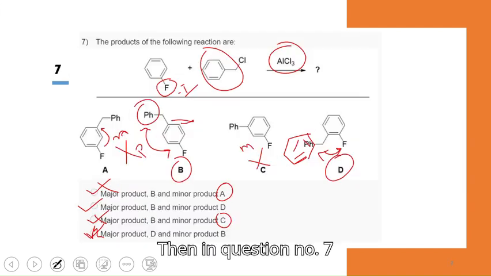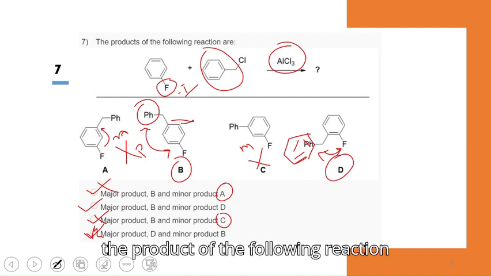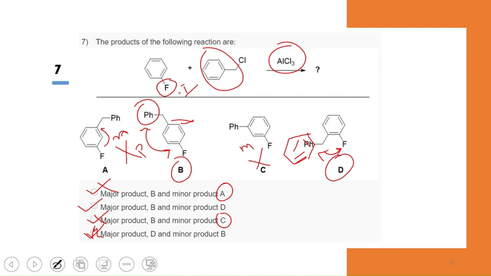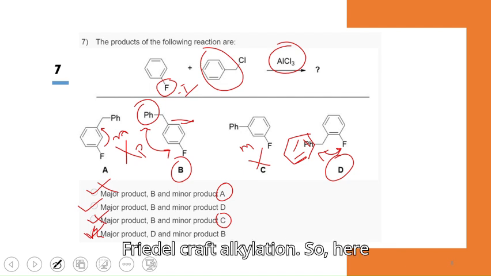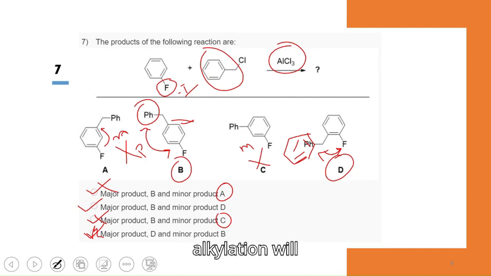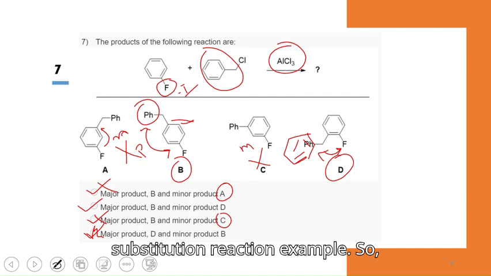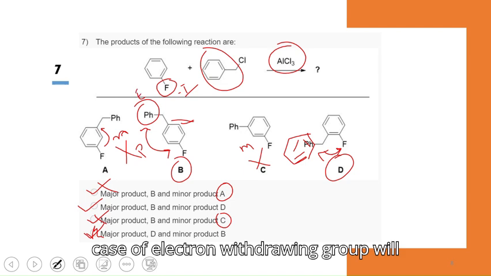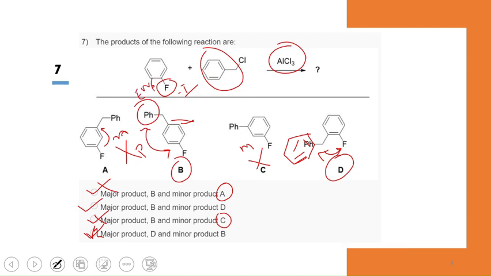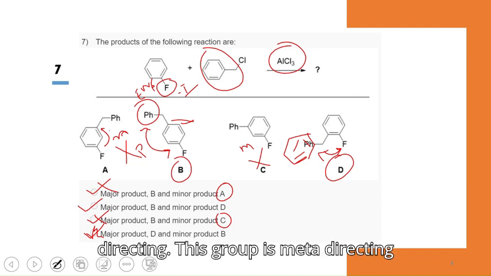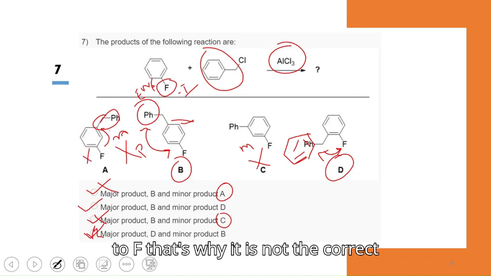Then in question number 7, the product of the following reaction. Here we have discussed that Friedel-Crafts alkylation will be a nucleophilic substitution reaction example. In nucleophilic substitution reaction, an electron withdrawing group will be para directing. I have discussed this earlier. So para directing. Here in option A you can see it is meta directing. This group is meta directing to F. That's why it is not the correct option.